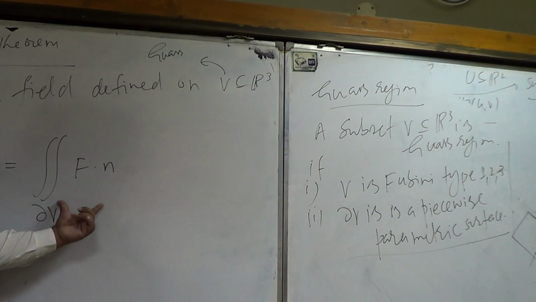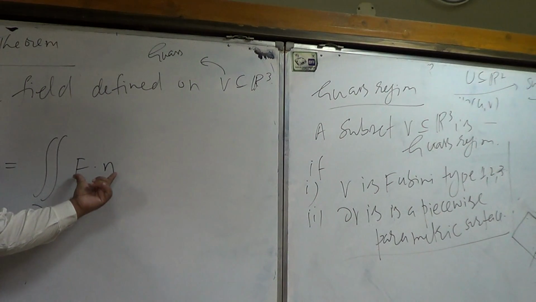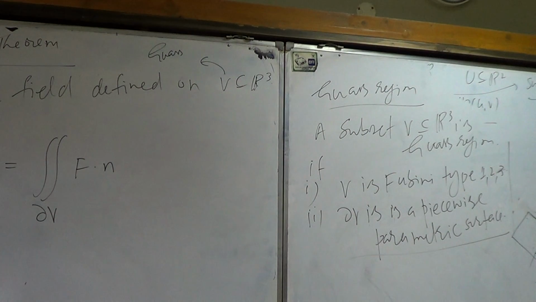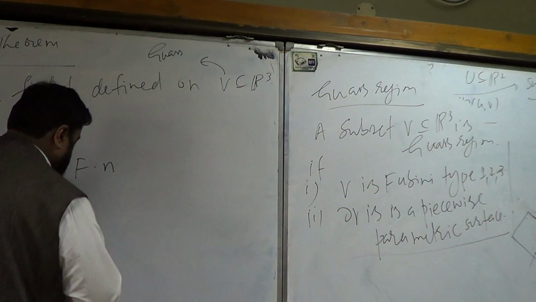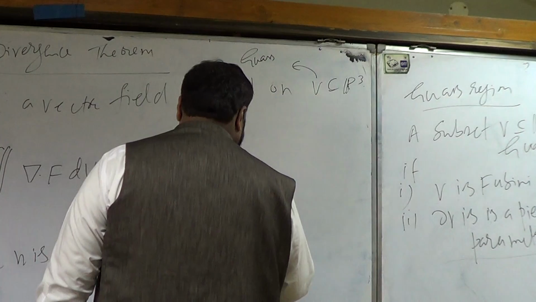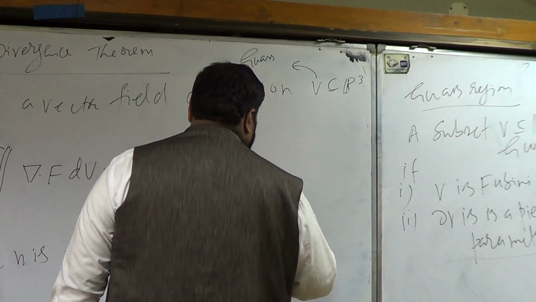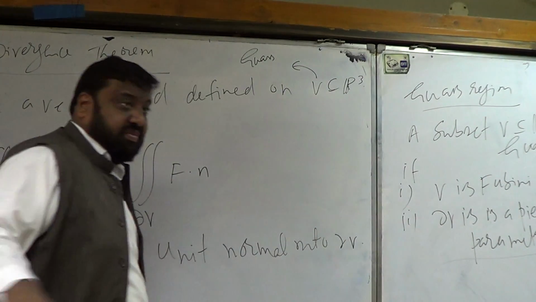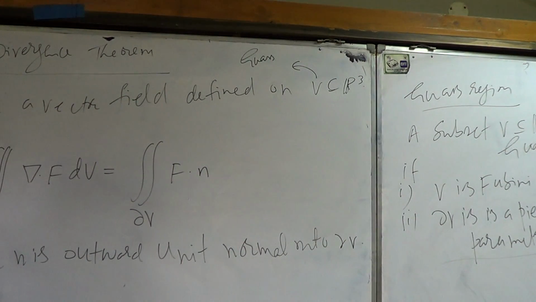So that's really a surface integral of a scalar field F dot n. Okay, so that's what the divergence theorem is roughly telling you, where n is the outward unit normal onto the boundary. Is it making sense?